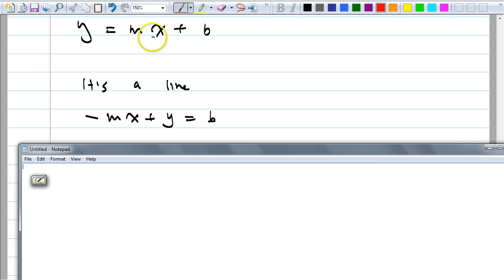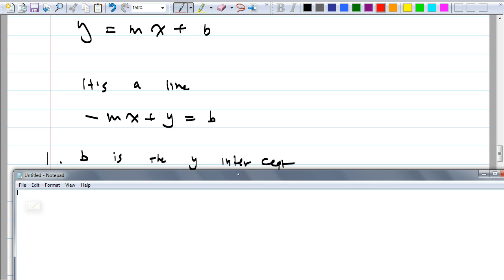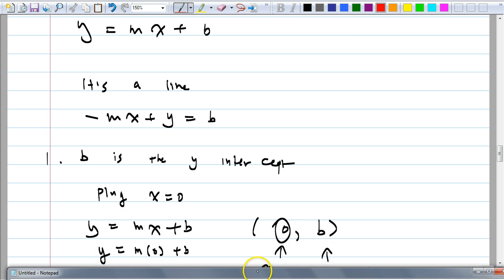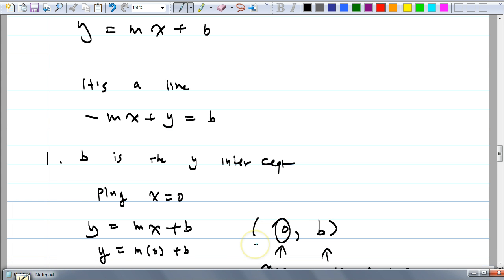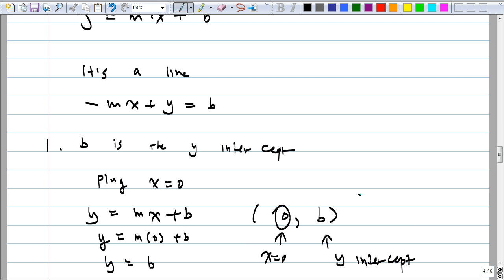Now, we have to show that m is the slope and b is the y-intercept. Let's just show that b is the y-intercept first, because that's easier to do. How do I show that b is the y-intercept? Well, what do you know about every point on the y-axis? The x coordinate is always 0. So why not just plug in 0 to this equation and find out what your y-intercept is? When you plug in x equals 0, don't we get y equals b? So therefore you get (0, b). What is that? b is your y-intercept. Very easy. So that part is easy.